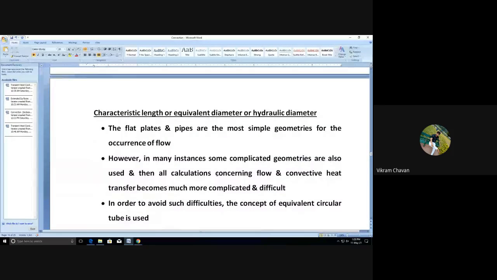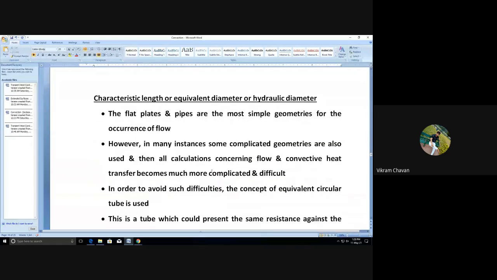Okay. The next point is characteristic length or equivalent diameter or hydraulic diameter. Write down the heading: characteristic length or equivalent diameter or hydraulic diameter.